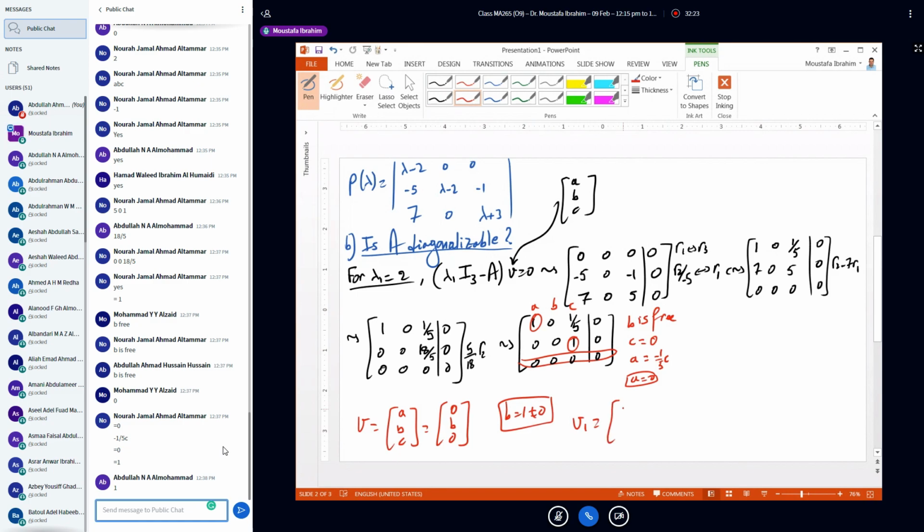So V1 = (0, 1, 0) is an eigenvector for lambda 1 equal to 2. Don't forget, the multiplicity of lambda 1 is 2. We must have 2 eigenvectors. For sure, it's not diagonalizable, because we will have again only 1 eigenvector. It is possible to have a basis with 2 eigenvectors, right?